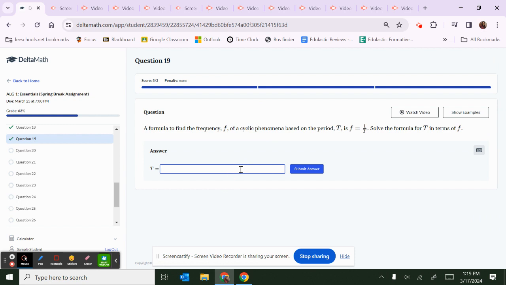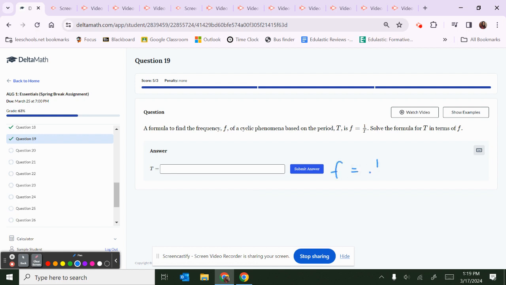All right, so like this one, I'm glad that I saw this one. It says a formula to find the frequency f of a cyclic phenomena based on the period t is f is equal to 1 over t. Okay, it says solve for t.